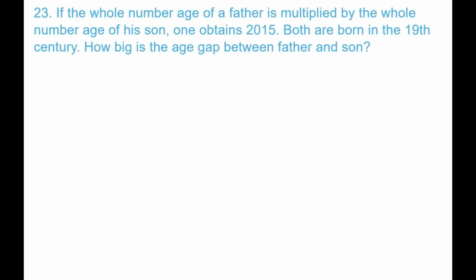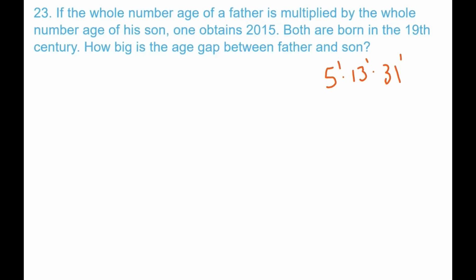Number 23. If the whole number age of a father is multiplied by the whole number age of a son, one obtains 2015. Both are born in the 19th century. How big is the age gap between father and son? The first thing that we do is find the factors of 2015. We can do this by finding the prime factorization of 2015, which is 5 times 13 times 31, where the exponent of each prime factor is 1.